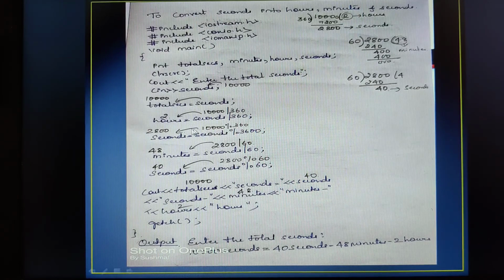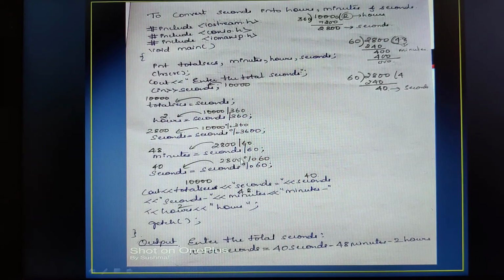10,000 is moved and now the seconds consist of the value, that is 2800. Now the next formula is how to calculate the minutes. All these are the standard formulas. It is nothing but mathematics only. We are just writing it in programmatic form.